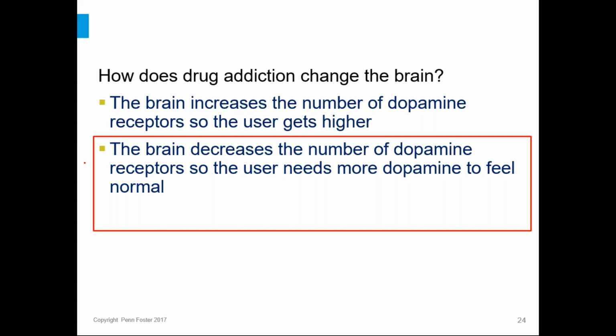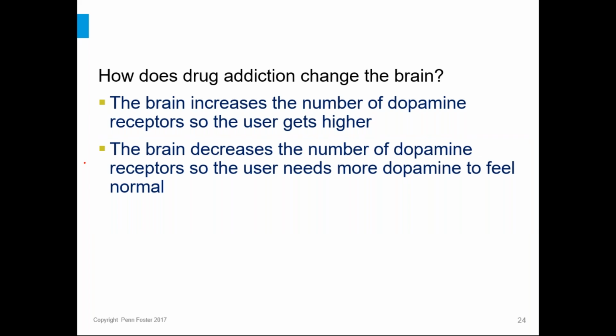When an addicted person then takes the drug and the brain starts releasing more dopamine, it just makes them feel normal instead of getting to the high that they may have originally gotten, because the brain is trying to cut back on how much dopamine it could respond to.